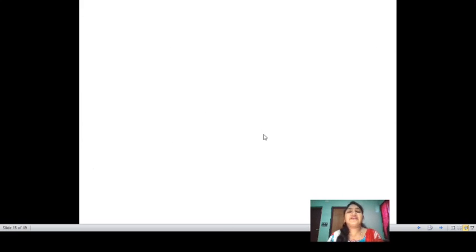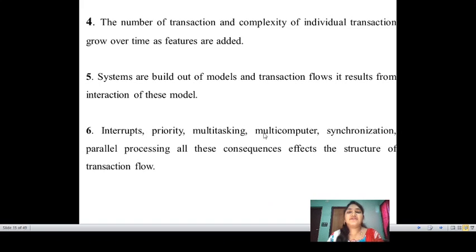Another reason is the number of transactions and complexity. Individual transactions can grow over time as features are added. This can also define the ill-structured way. And systems are built out of models and transaction flows. It results from the interaction of these models. This also can be defined as systems being built out of models.